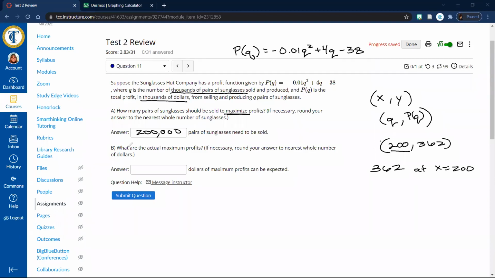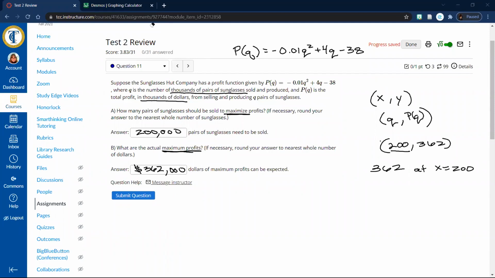So for instance, if it asks what the actual maximum profits are, then that would be not 362, but 362,000. Unless it says thousands of dollars. If it doesn't, you write in the whole thing. Oh, I see. I thought it would just be 200. Oh, we have to change it into money. Yeah. That's the key with these word problems, you have to be careful.